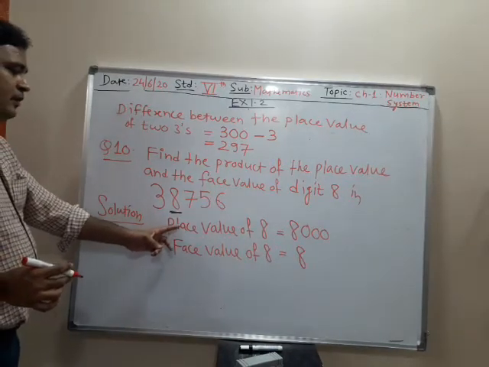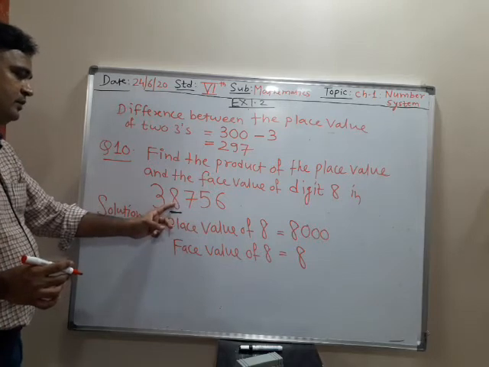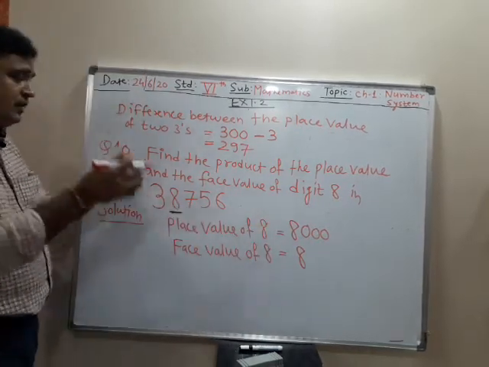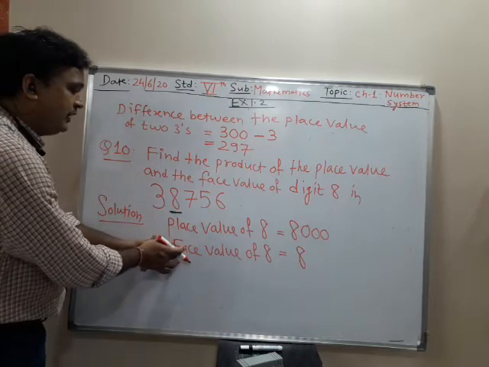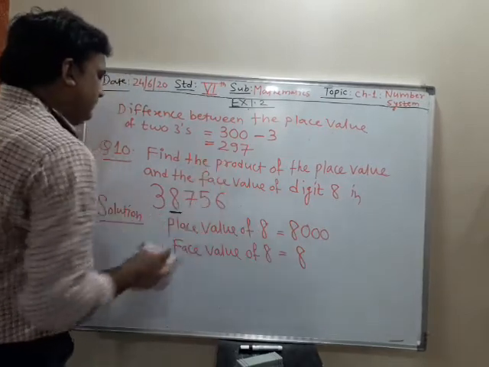So place value means position value. Ones, tens, hundreds, thousands. So the place value of 8 is 8000, but face value is the same as mirror value and face value remains the same. 8 will remain 8 as face value.